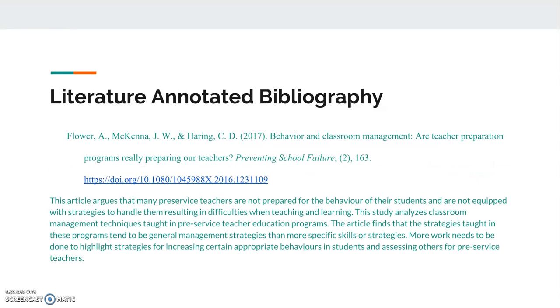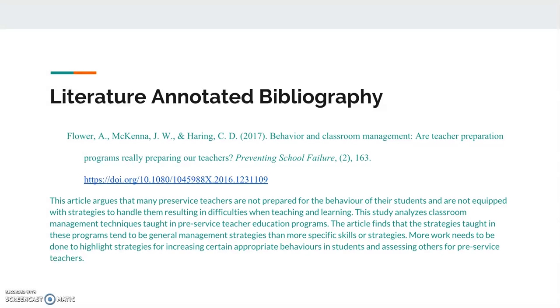My next source that I would like to talk about was a small article on behavior in classroom management, and it focuses on pre-service teachers and if we are preparing our teachers correctly. This article argues that many pre-service teachers are not prepared for the behavior of their students and are not equipped with strategies to handle them. This results in, of course, difficulties with their teaching and their learning.